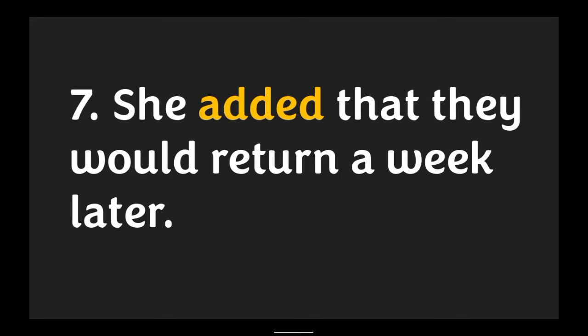Next sentence. She added that they would return a week later. Then she added that, there is a comma, see. She added that means she also said that they would return a week later.